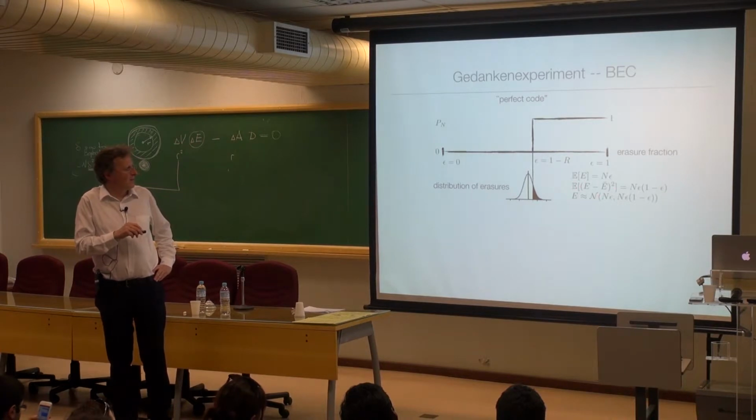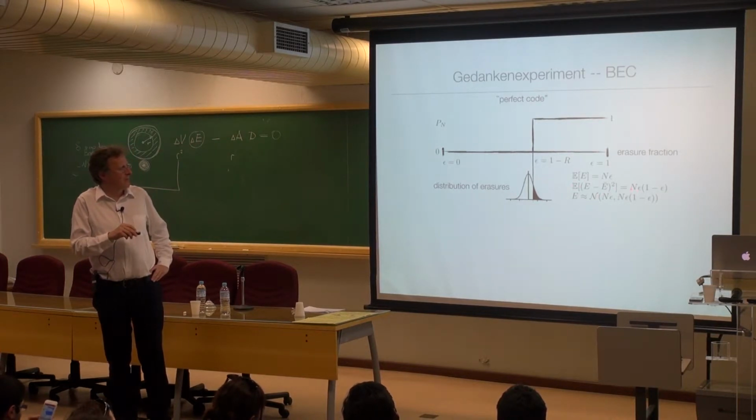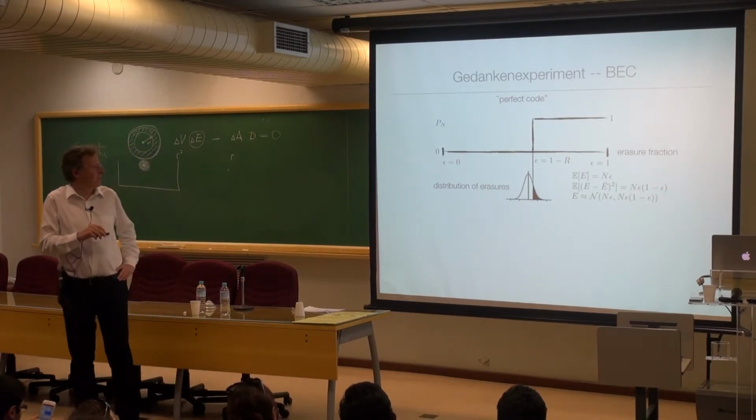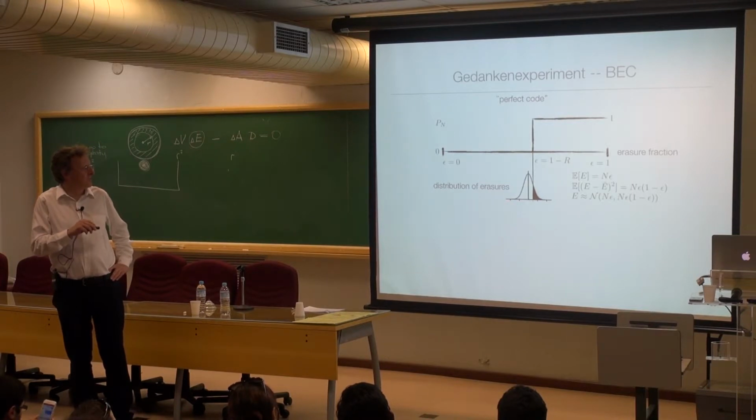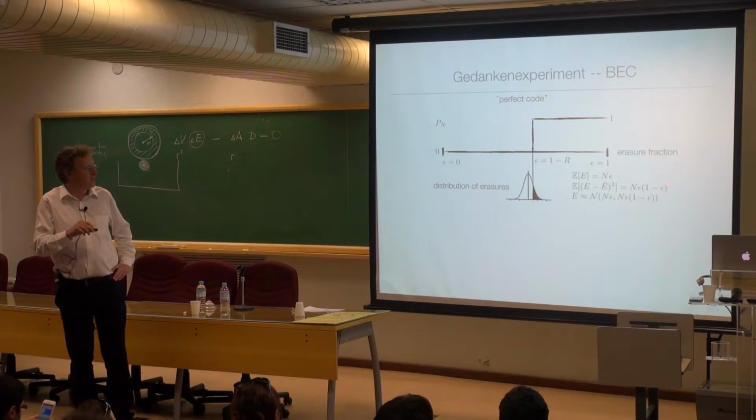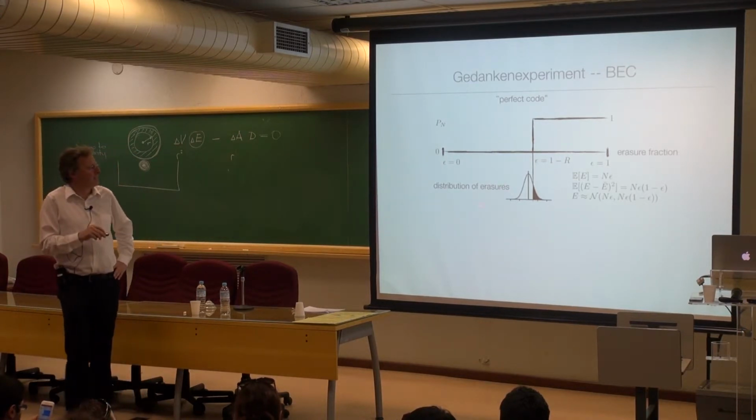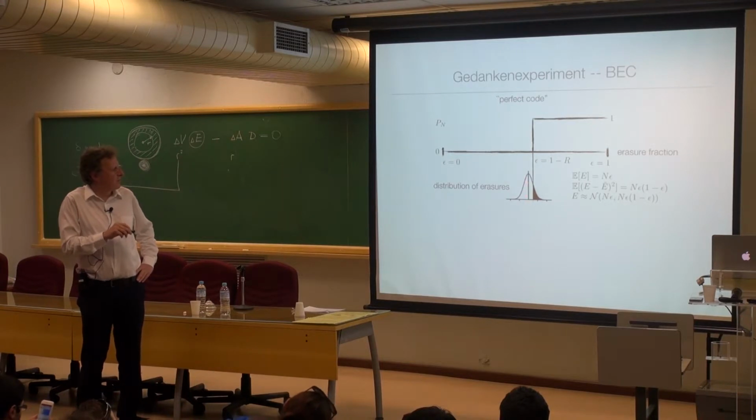And the variance, I think you have seen that, will be n times epsilon times 1 minus epsilon. So this means that the standard deviation is just the square root of this. And if you're thinking of this binomial distribution as a Gaussian, then this Gaussian will have a mean, let's say n times epsilon, but it will also have a standard deviation, which will be the square root of this. So this number of erasures you can think of as a Gaussian with this mean and this variance. Clear?